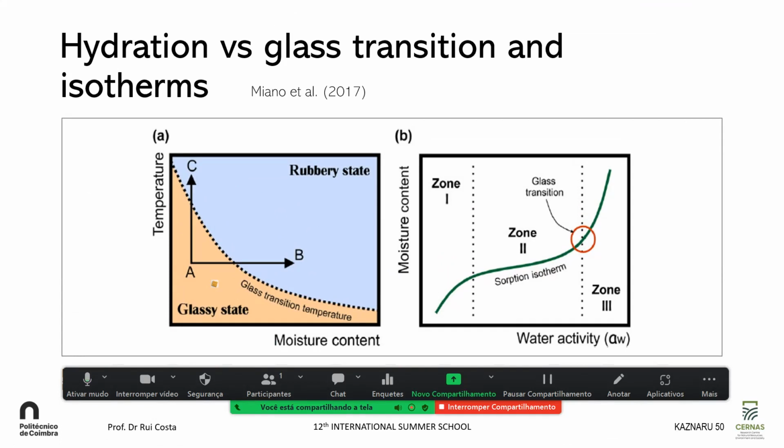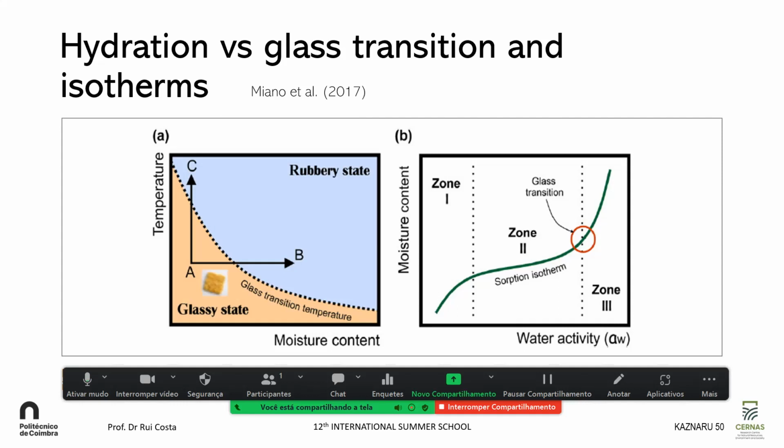Imagine potato chips. They are usually in a glassy state because they just break. When you buy them and take them from the pack, you can just break them. You cannot mold them. So it's in a glassy state. If they gain a little bit of water, if they become humid, you can mold them. So that's a rubbery state.